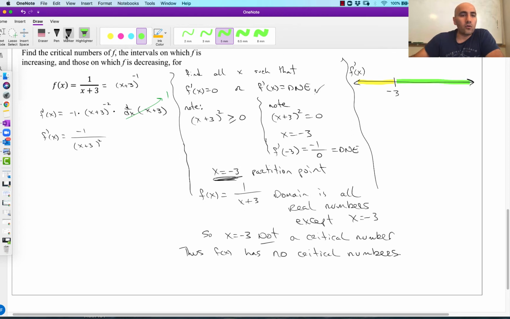I already know that right at -3, f prime of -3 does not exist. Your book puts a DNE here, does not exist. Okay, so what do we do here? Well, we can just kind of analyze it and realize what the answer is going to be, or you can take a test point. That's fine too. You can pick, say, -4.